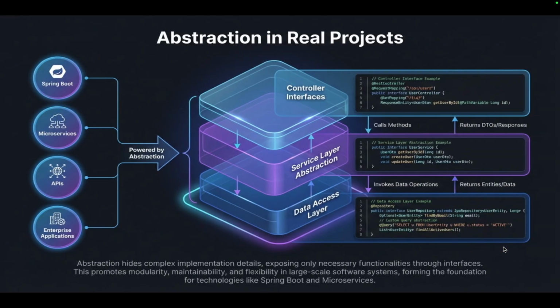Abstraction in real projects. Abstraction is heavily used in Spring Boot, microservices, REST APIs, and enterprise systems. Examples: controller interfaces, service interfaces, repository interfaces. Without abstraction, large systems cannot be maintained properly.